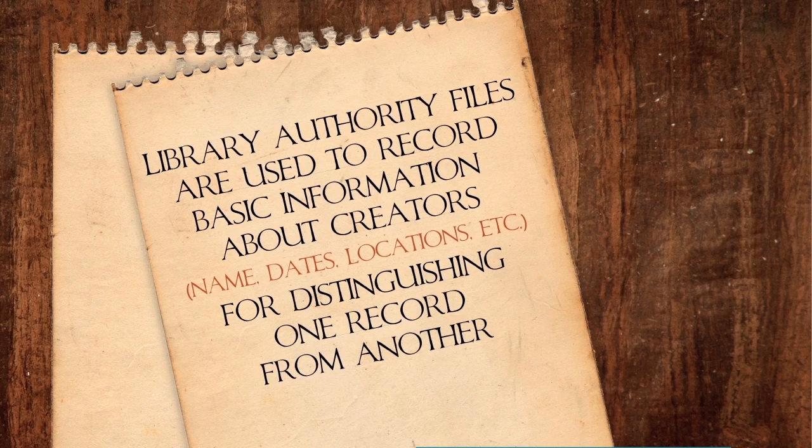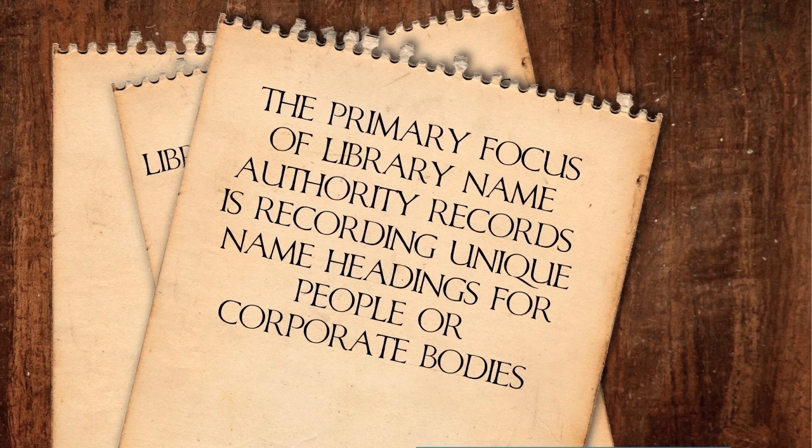In our current system, library authority files are used to record basic information about creators, such as their name, dates, locations, and other basic information for distinguishing one record from another. However, the primary focus of library name authority records is recording unique name headings for people or corporate bodies.